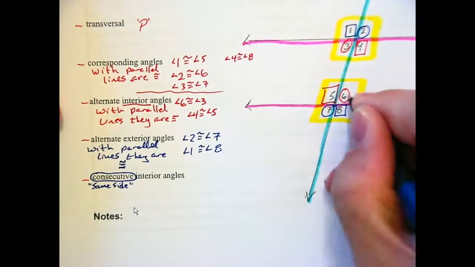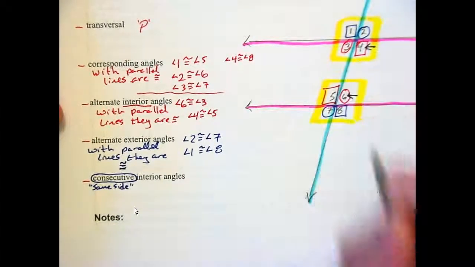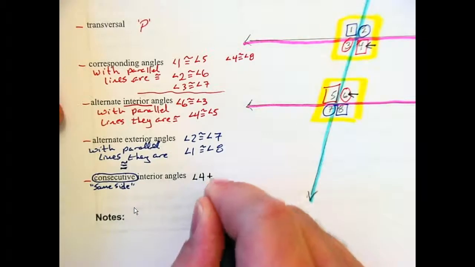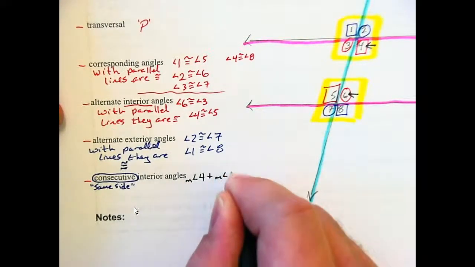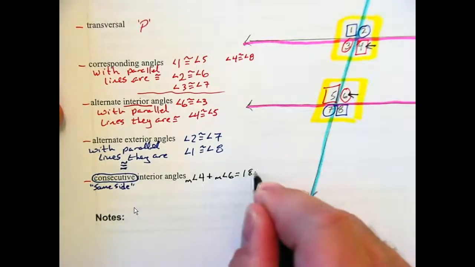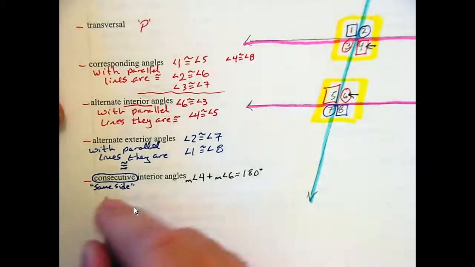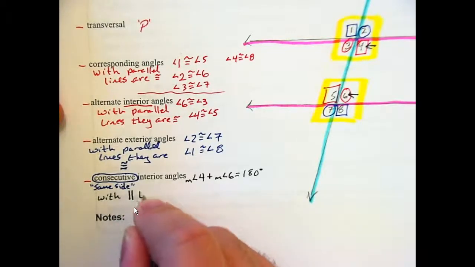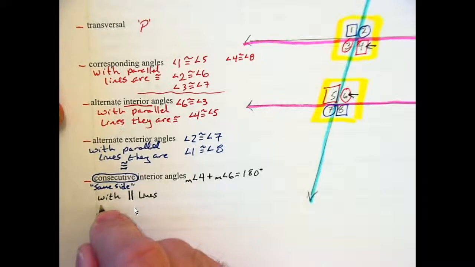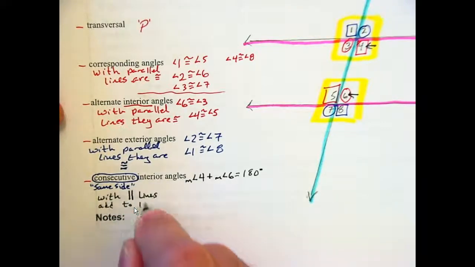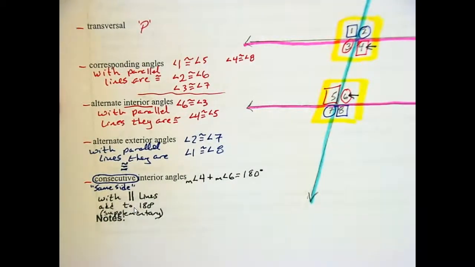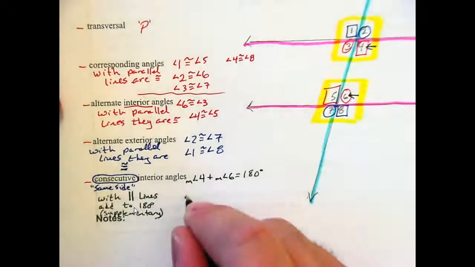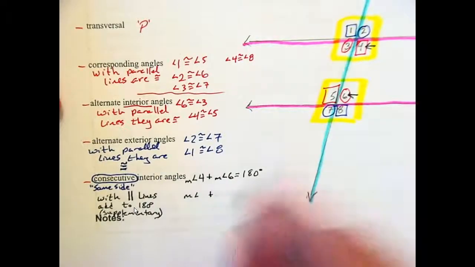4 and 6. Angle 4 plus, so the measure of angle 4 plus the measure of angle 6 equals 180 degrees. Same side interior angles with parallel lines, and I'm going to use this symbol for parallel, add to 180 degrees. They are supplementary. Okay, what other ones are same side interior? 5 and 3.